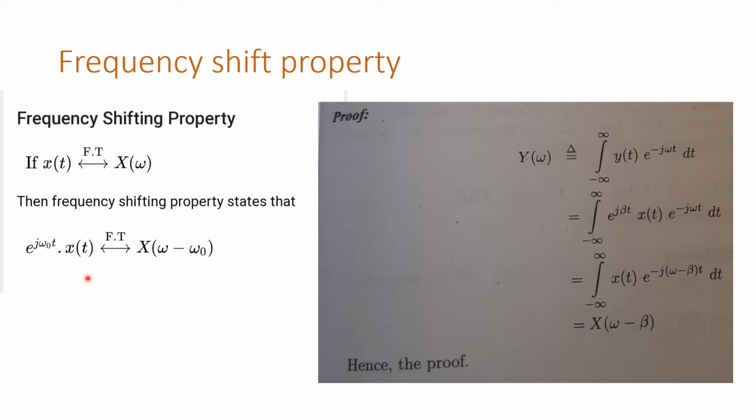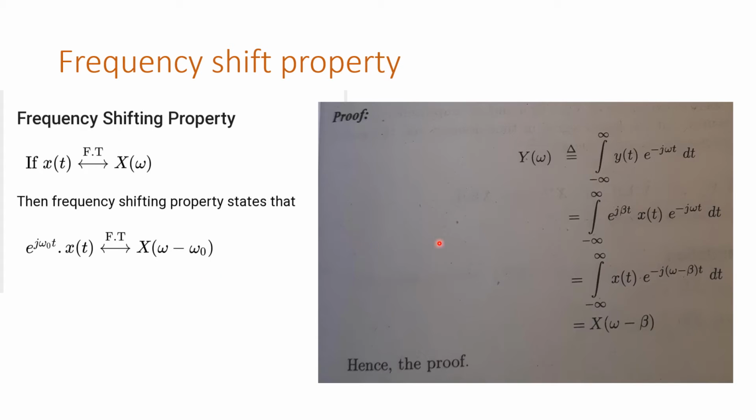Consider another property, frequency shift property. In the frequency shift property, the shift is made in the frequency domain. As we see here, x of omega minus omega naught, which is the frequency shift. Consider a signal e to the power j omega naught t into x of t. Apply the Fourier transform to this signal, which in order we get the output as x of omega minus omega naught.